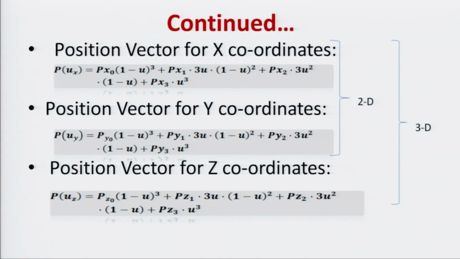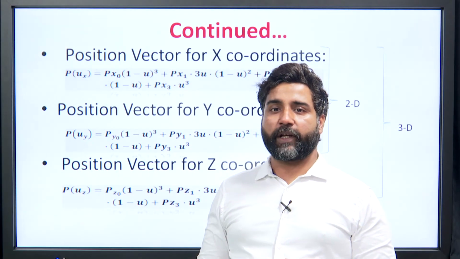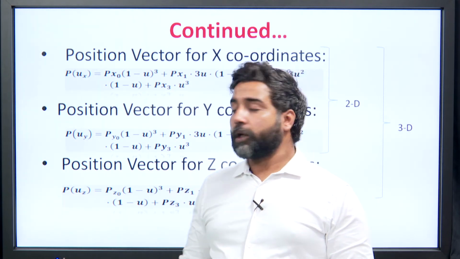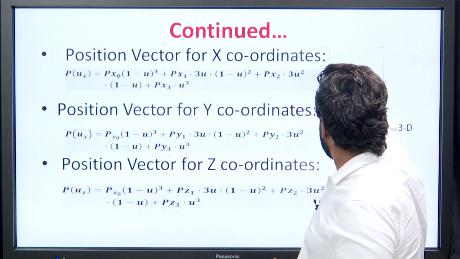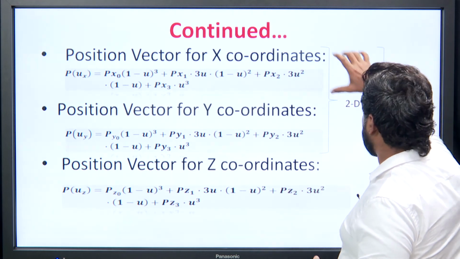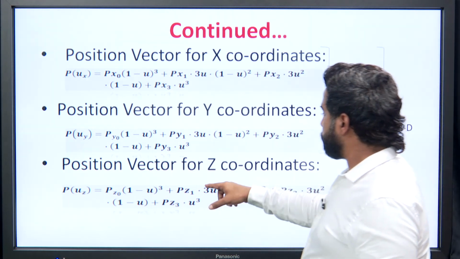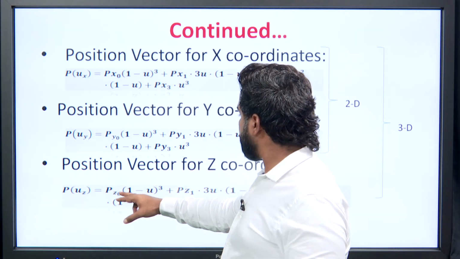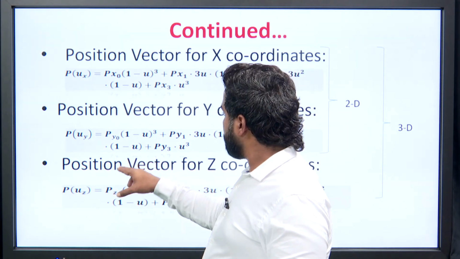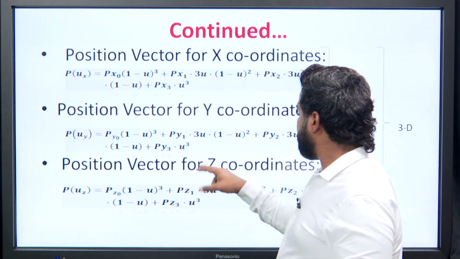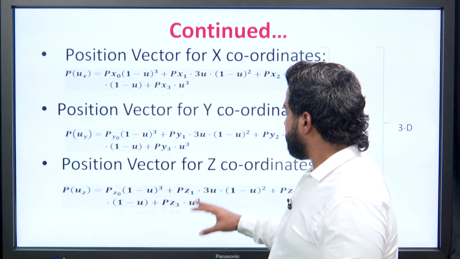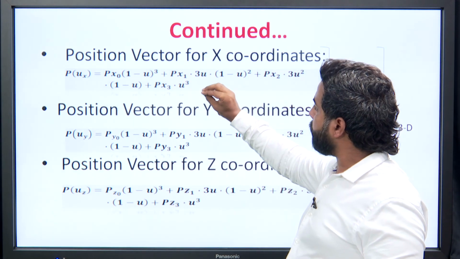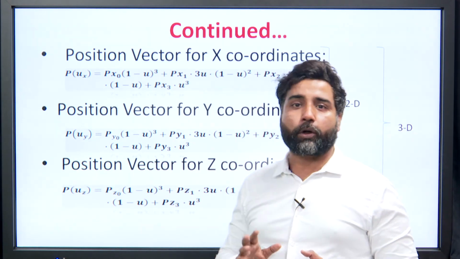Earlier I told you Bezier curve stands for 2D applications only, but with the latest inventions we are now using it for 3D also. So, the Bezier curve position vector for z coordinates also we calculated. Here we can see these two coordinates are required for 2D and all three are used for 3D. So, in the same way, substituting the value of pz naught in the place of p naught, pz1 in the place of p1, pz2 in the place of p2 and pz3 in the place of p3. These are the generalized equations for the position vector for x, y and z coordinates.